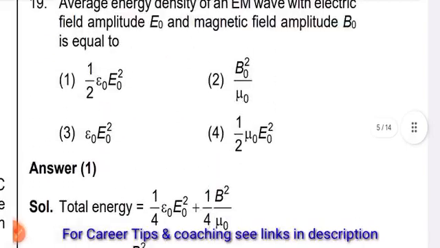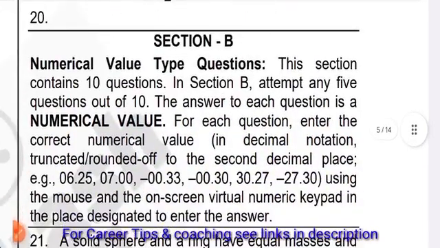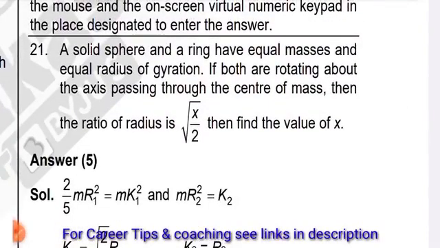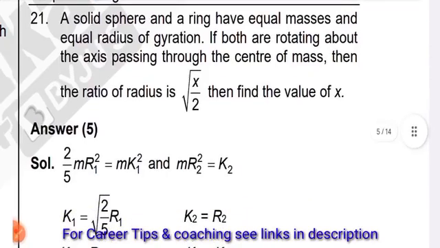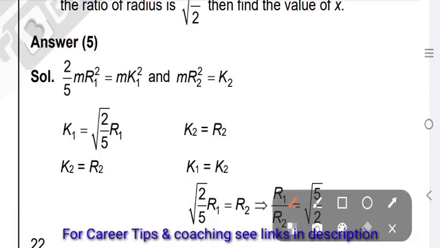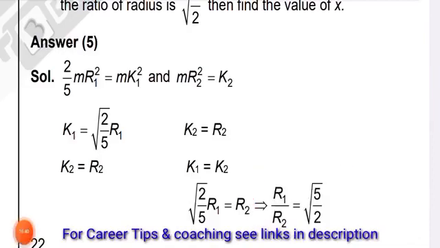These are the questions, and in section B there are numerical questions. So we see one of the questions: a solid sphere and a ring have equal masses and equal radius of gyration. If both are rotating about an axis through the center of mass, then the ratio of the radius is root of x upon 2. Find the value of x. So the solution to this is, you get r1 upon r2, which is root of 5 by 2.